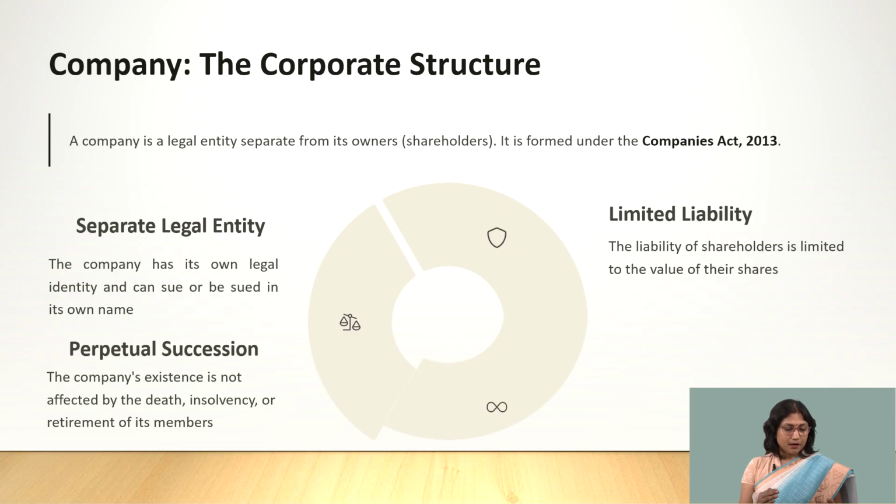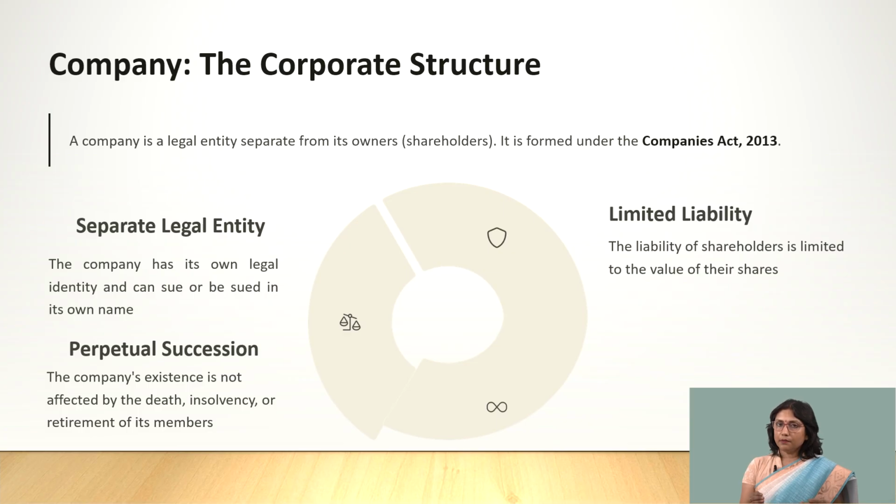Their life is limited, there is an average life for the individuals who are involved, but there is no average life for any company. Means members may come, may go, but the company will continue. The reason being, it has its separate legal entity. And because it has separate legal entity, the liability of the members is also limited.